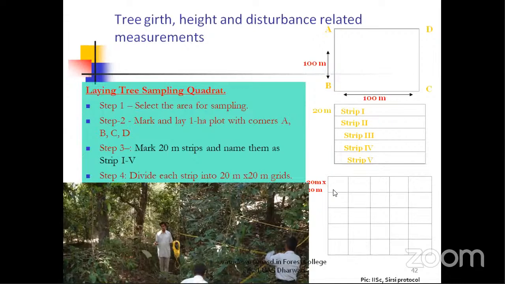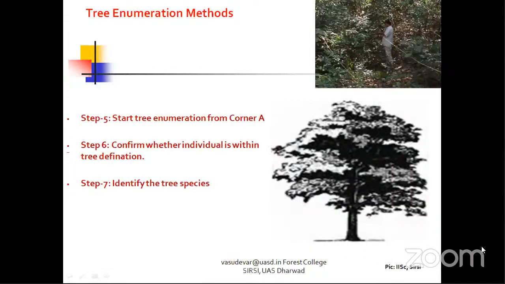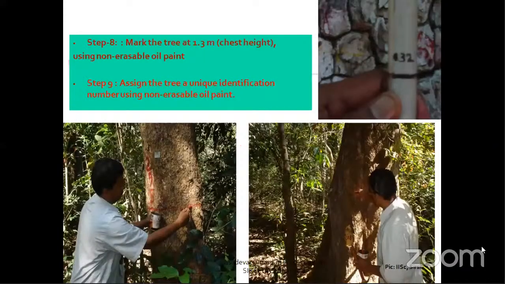And then within each strip, you make 5 subplots and you will have 25 subplots present. So once you have the tree enumeration, you can start with corner A and then confirm with tree definition, identify the tree species, mark at 1.3 level and measure the diameter. Either you can measure the girth or you can measure the diameter based on whatever you want to do.